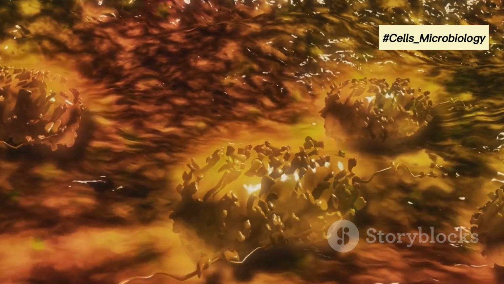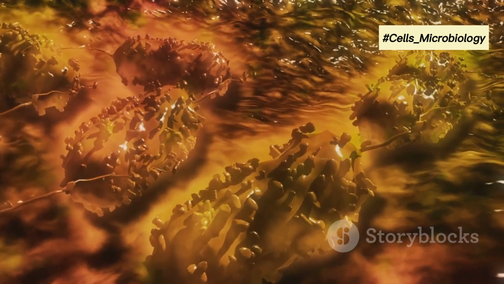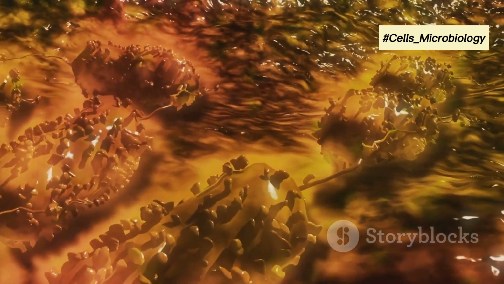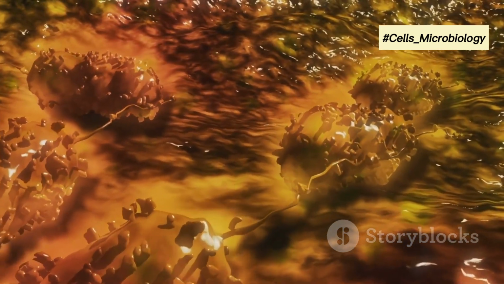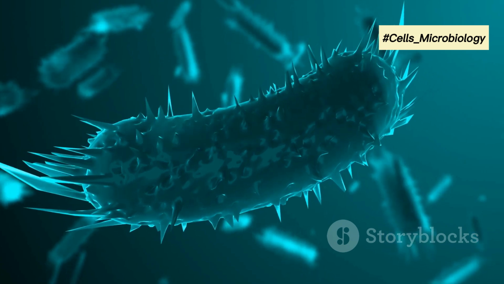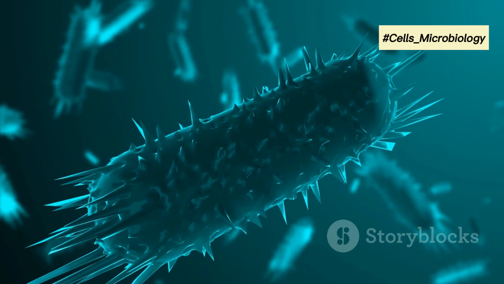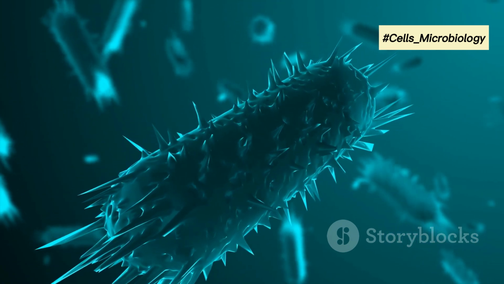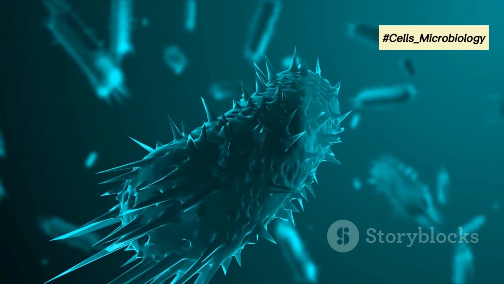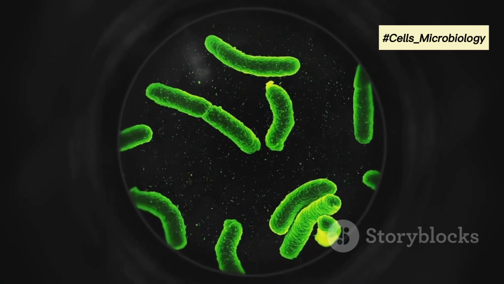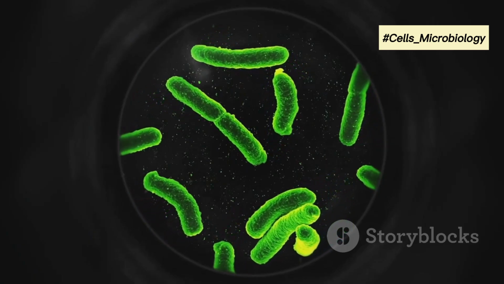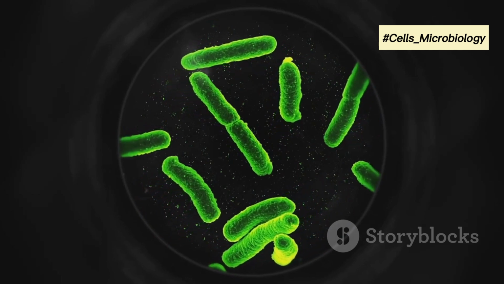Examples of gram-negative bacteria include Escherichia coli, found in the intestines, and Salmonella, which can cause food poisoning. Treating infections caused by gram-negative bacteria can be trickier because their outer membrane acts like a shield, preventing many antibiotics from entering. This makes them more resistant to certain antibiotics, posing a significant challenge in medical treatments.